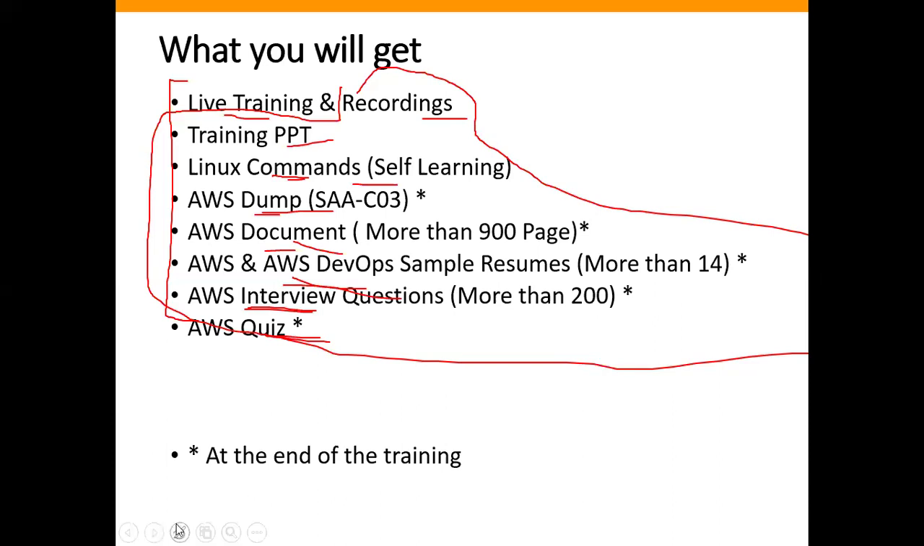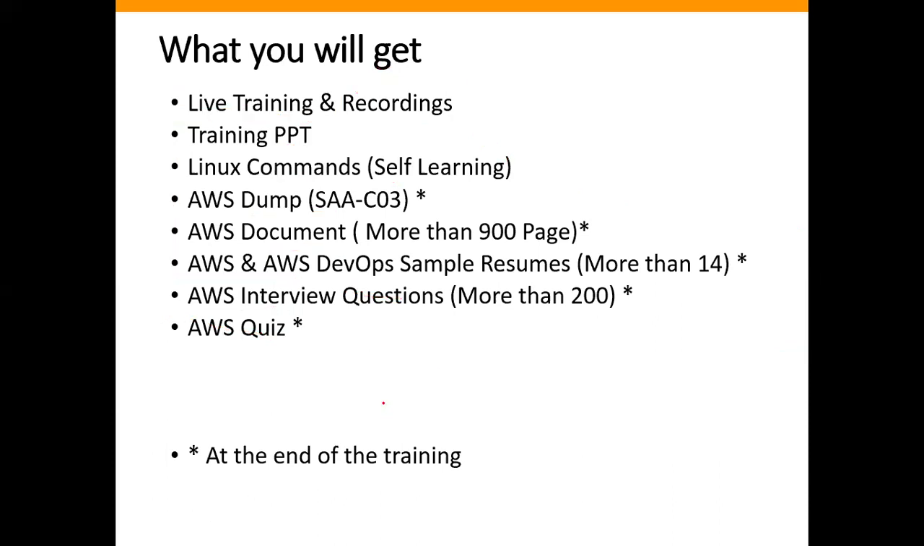If you miss anything, if you need anything, then you need to pay for that. So make sure you join the session on time if you don't want to pay anything. There is no support from our side. Live training is free, I'm again repeating. But if you need any support, if you need any material, then you need to pay.